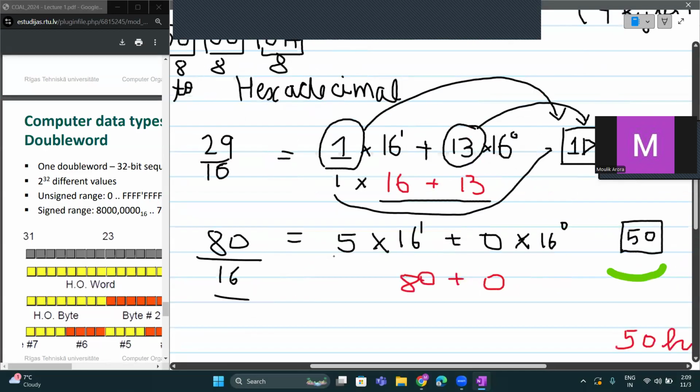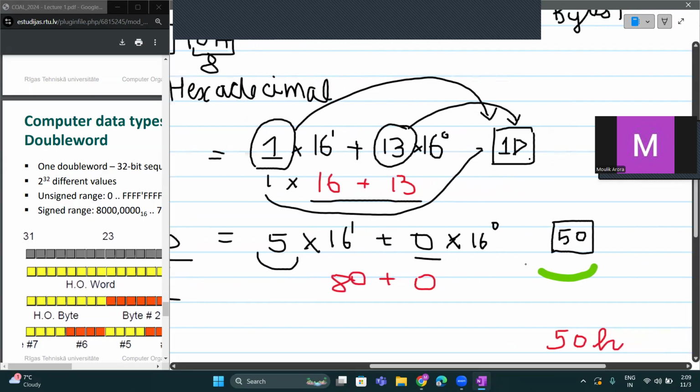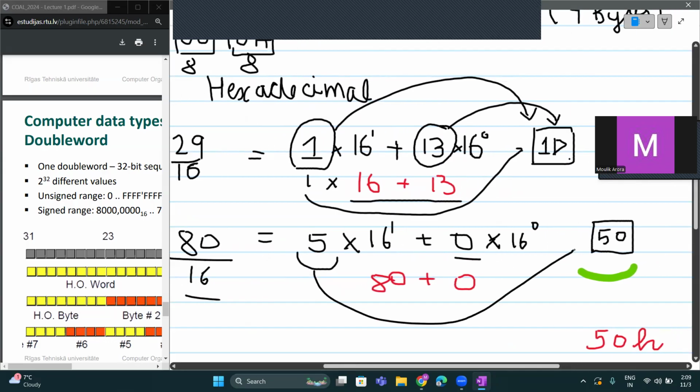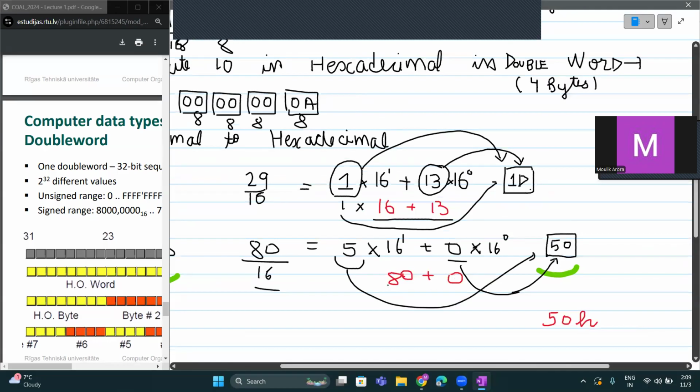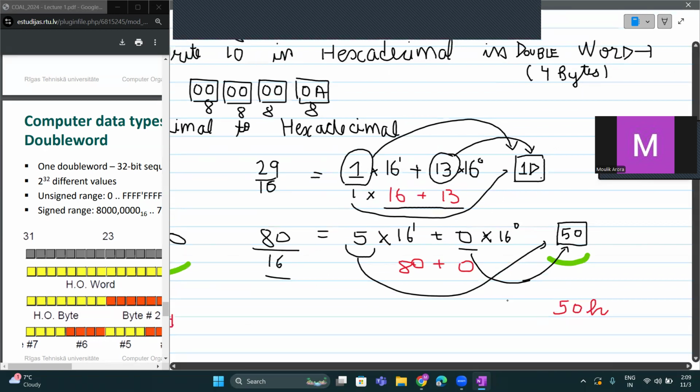Similarly, if we want to represent 80 in hexadecimal format, we divide it by 16 and we see it goes 5 times and the remainder is 0. So that's why we put 5 here and then we write remainder is 0. Or basically 80 plus 0, and 80 is 5 times 16, so 5 here, and remainder is 0, so 0.